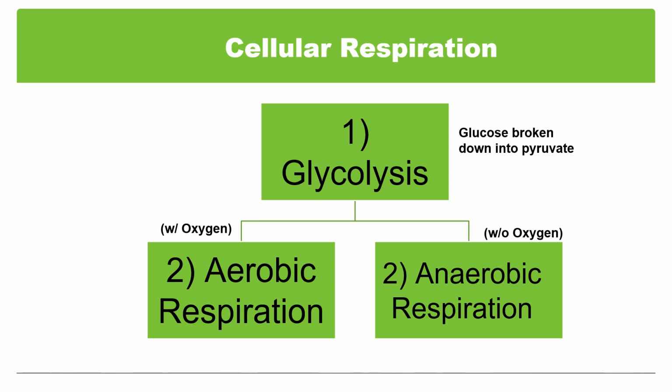You'll notice that number 1, I listed glycolysis. This is the process I'm going to talk about in just a moment. Both aerobic and anaerobic respiration start with glycolysis. So this is the first initial breaking of the glucose. This process itself does not need any oxygen, which is why it is the first step of both aerobic respiration and anaerobic respiration.